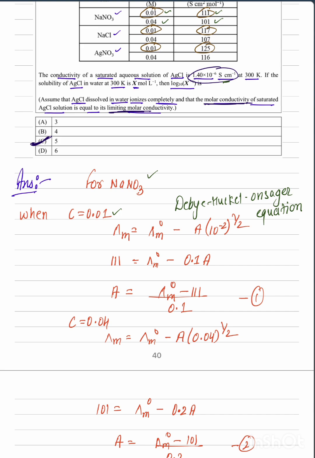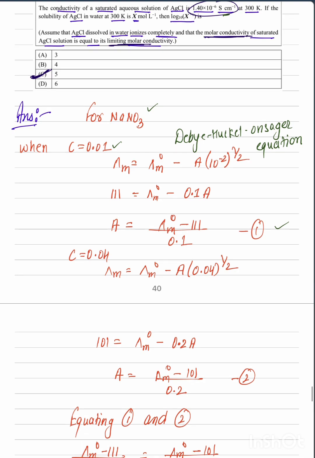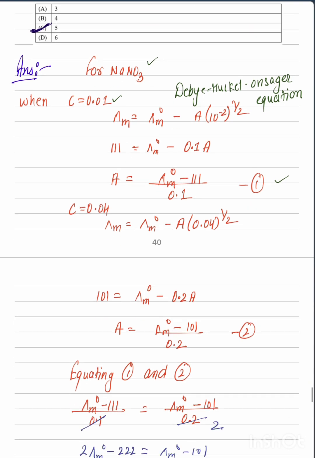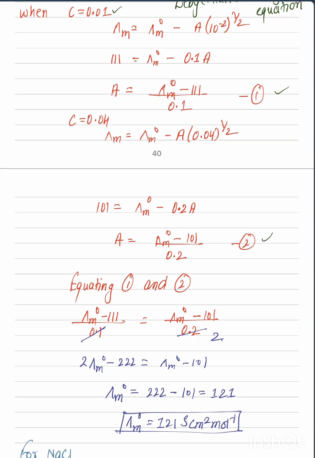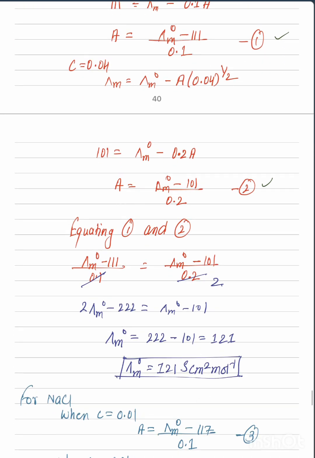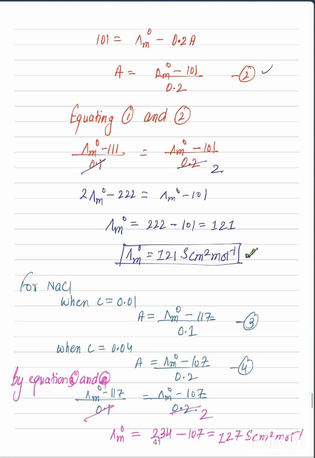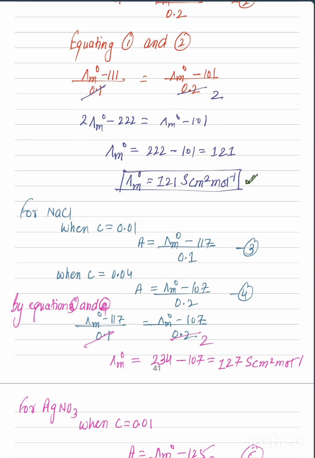From this equation, lambda m equals lambda m naught minus A times 10 raised to power minus 2, which is the concentration 0.01, raised to power half. So we can calculate A from this equation. And similarly, for C equals 0.04, we can use this same equation by putting the concentration 0.04. We get the value of A. We have equation number 1 and equation number 2. And by equating these two equations, we get the value of lambda m naught for the NaNO3.